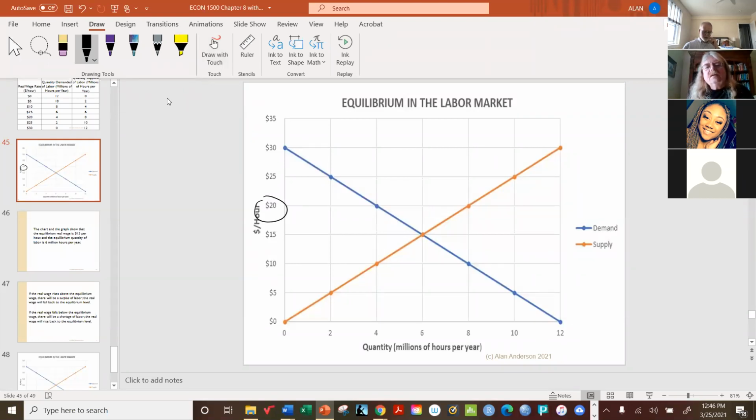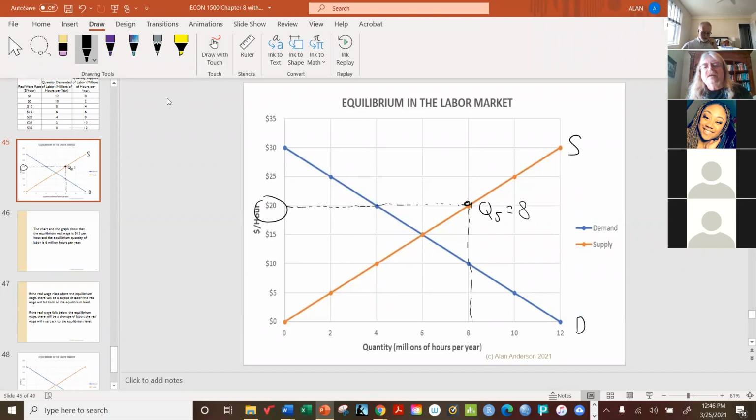Well, why don't we read across? There would be a surplus. Exactly. There's a surplus. You can see if you look down here, the quantity, this is supply. I forgot to label these, I guess. The quantity supplied, which means the number of people who are willing to work, is 8 million. But employers only want to hire 4 million workers. So there will be a surplus of workers.